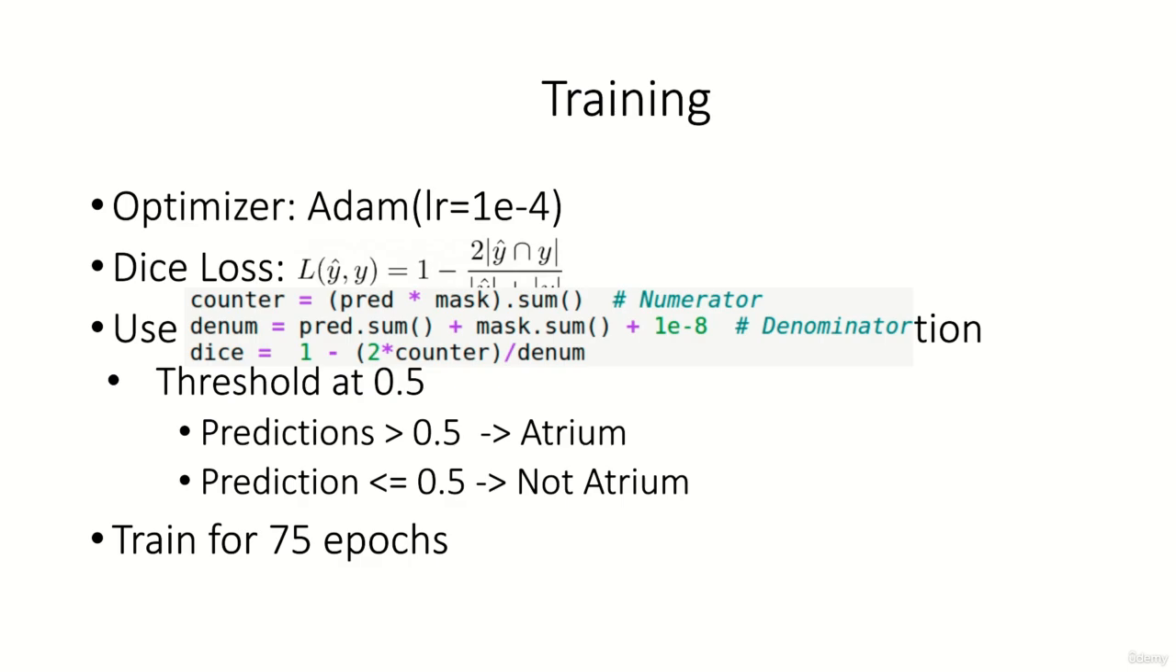As we are working in a binary setting, we can simply compute the intersection in the counter by calculating the sum of the element-wise product between prediction and label. The denominator is simply calculated by adding the sum of the predictions to the sum of the masks. Additionally, as both prediction and mask might be 0, we add a really small number to the denominator, as an example 1e-8, to make sure we never divide by 0. We can now compute the dice loss by calculating 1 minus 2 times the counter divided by the denominator.